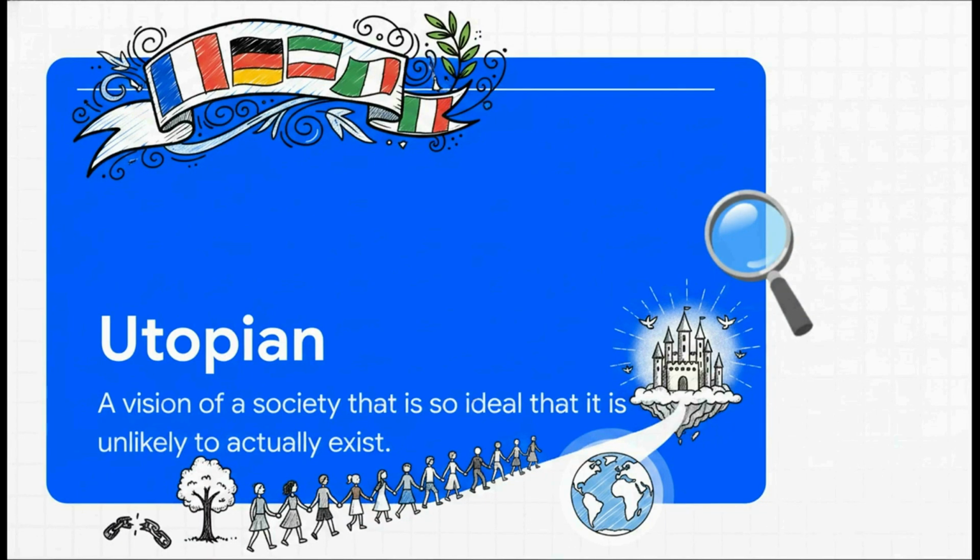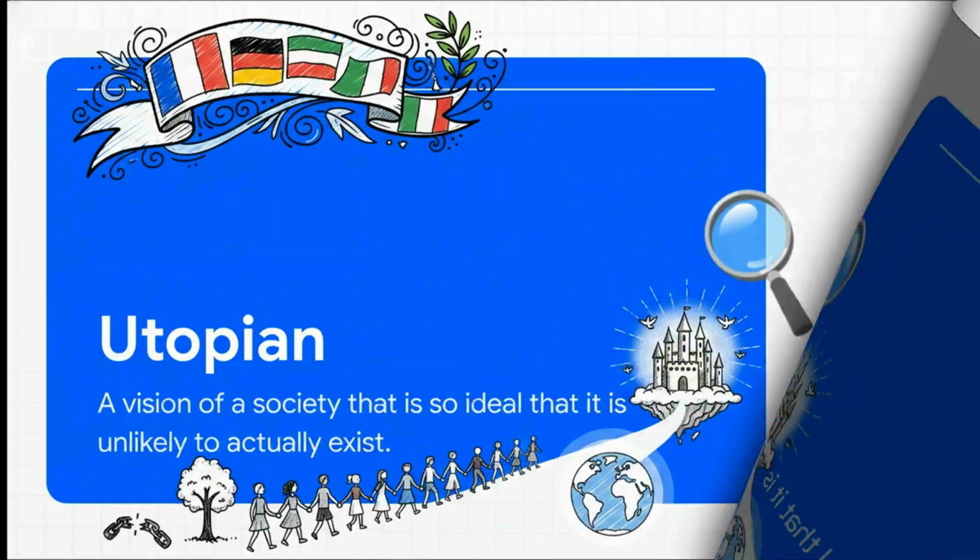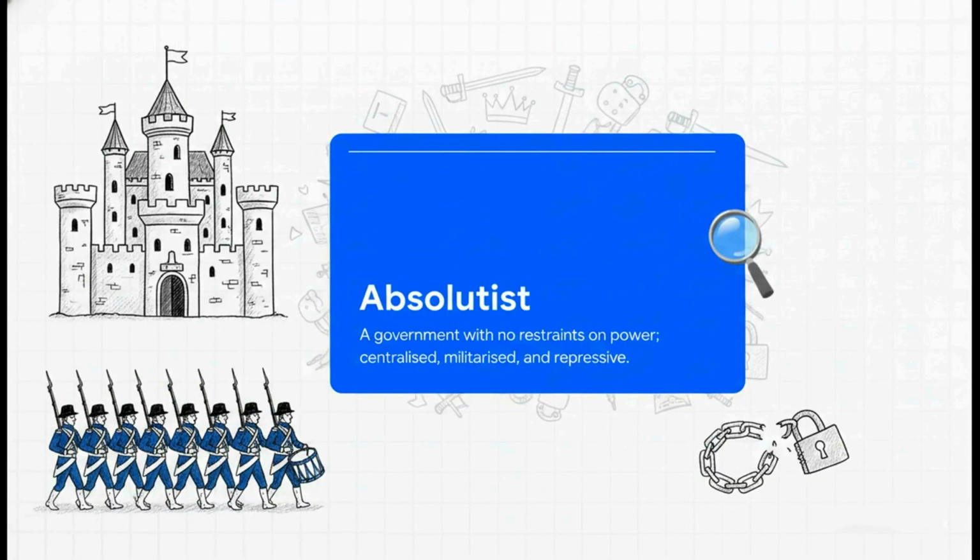Now, there is a key term here you need to lock in for your exams, and that word is utopian. Sorrieu's idea of distinct nations identified by their flags walking together in peace and fraternity, well, at the time, that was purely utopian. It was a vision of a society so perfect, so ideal, that there was basically no way it was going to exist in the harsh, messy reality of 1848 Europe.